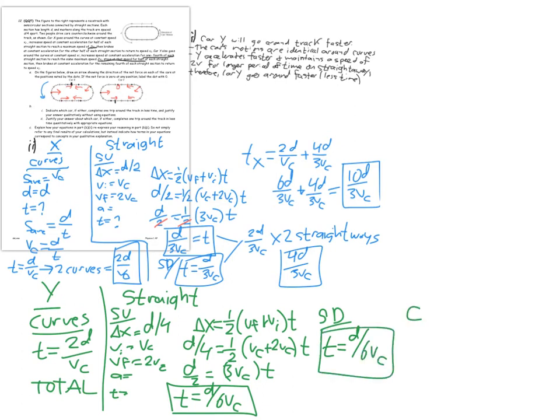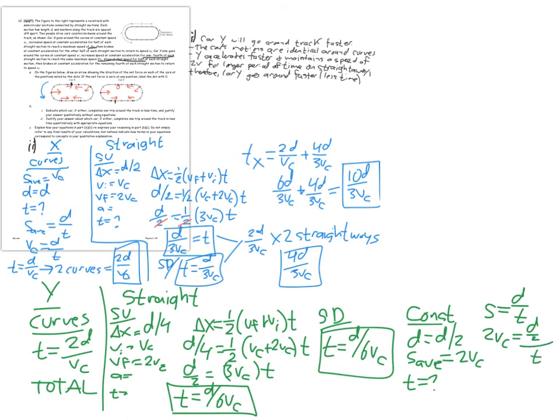Okay, and then our time going at a constant speed, I'm just going to use speed equals distance over time. We're going to have a distance of D over 2, an average speed for that portion of 2VC, and we can solve for our time. So we can say speed is distance over time, average speed that is. So 2VC equals D over 2 all over T. That means that our time for that half section of track when we're traveling at a constant speed is going to be D over 4VC.